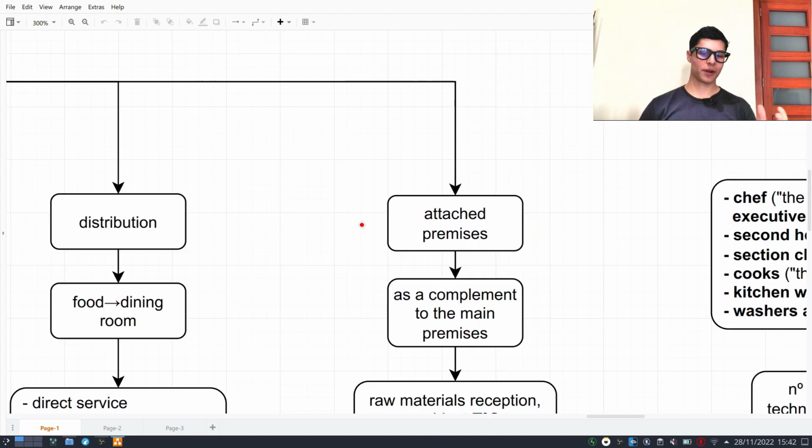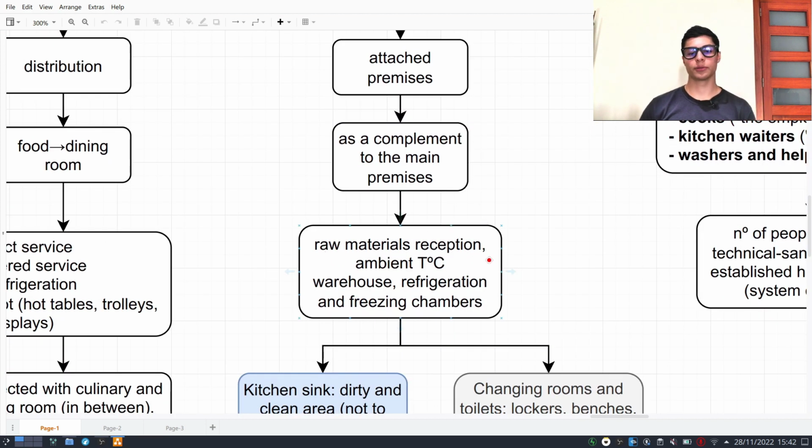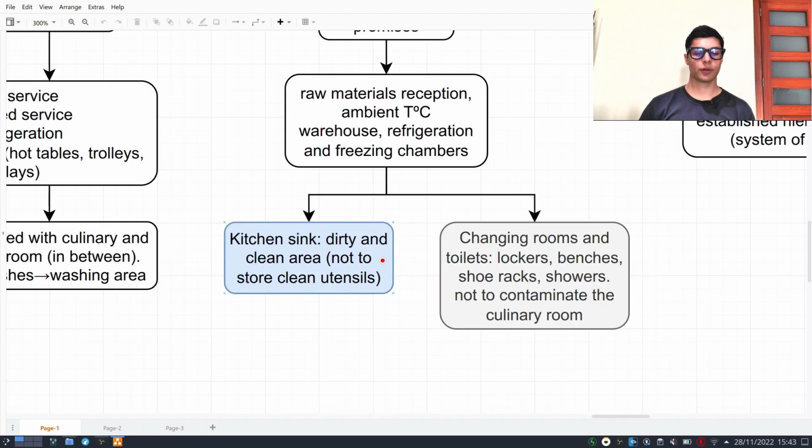Okay, so these were the three main premises that we have. But also we have some attached premises that are a complement to the main ones. These are, for example, raw materials reception, or warehouses at ambient temperature, or refrigeration and freezing chambers. Here we have two main ones that we can differentiate.